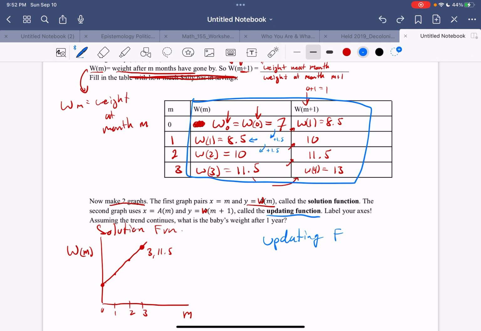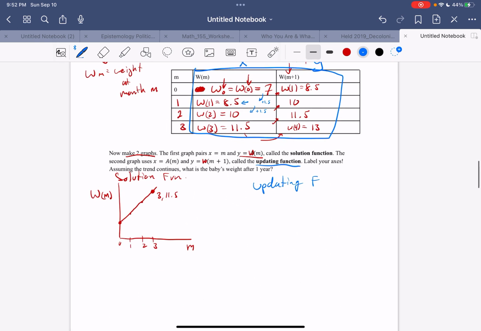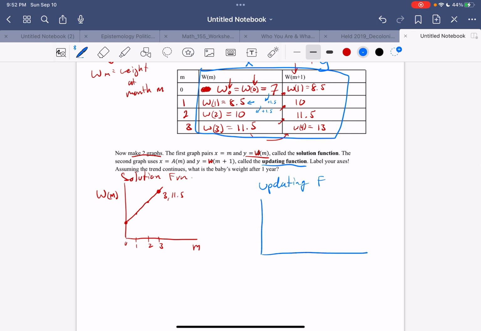And so the reason I have these two columns side by side is because now this plays the role of x and this plays the role of y. So your x-axis is the weight at month M, which is a little weird to think about because M could be any month. It doesn't matter. What matters is the weight. For example, right here it's 7. That happens to correspond to W0, but it doesn't matter. It's just 7 pounds. It doesn't matter what month that took place. If the baby's weight was 7 pounds, fine.